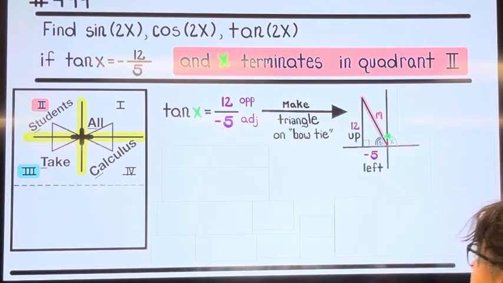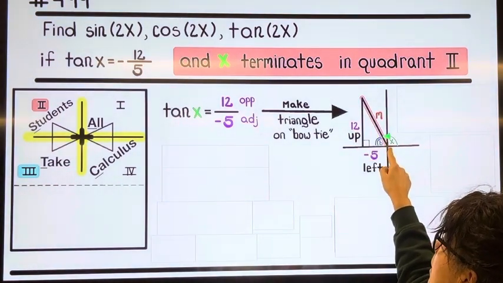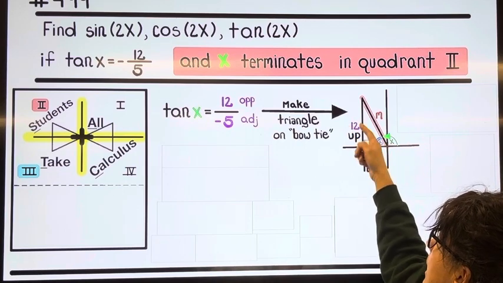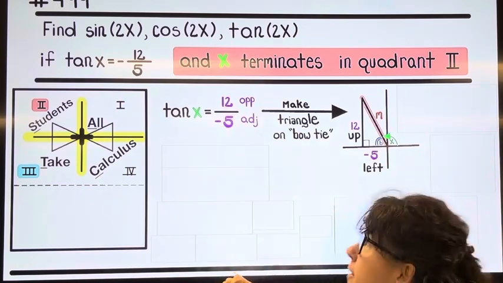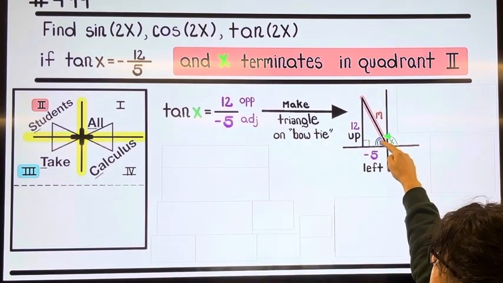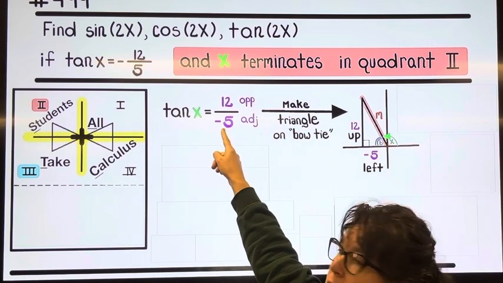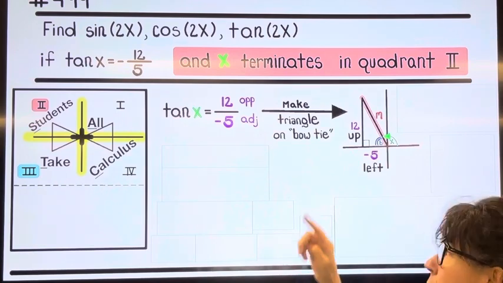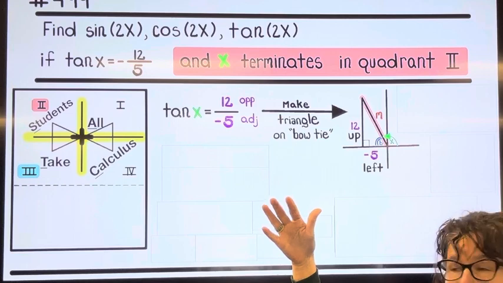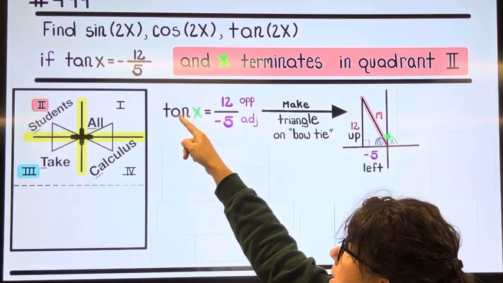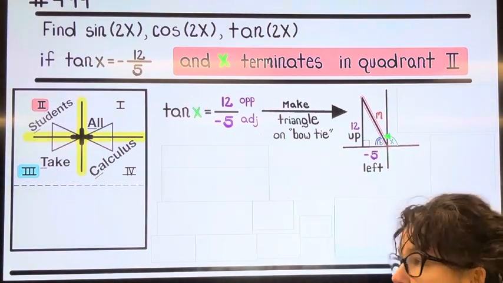So building this triangle in quadrant 2, I have opposite and it's up, so that's why this 12 is positive, and adjacent is left, so the negative is on the 5. When you're creating your triangle, it's important to know that direction matters for the signs. So that original fraction, -12/5, that's what told me to put the negative with the denominator.